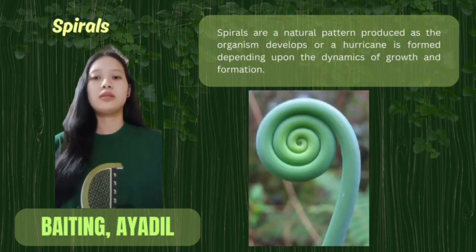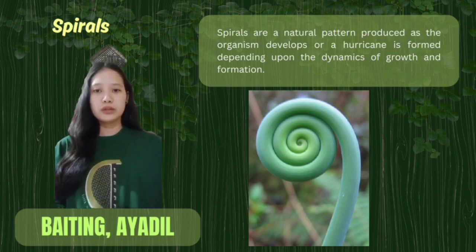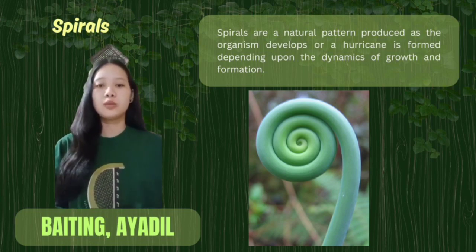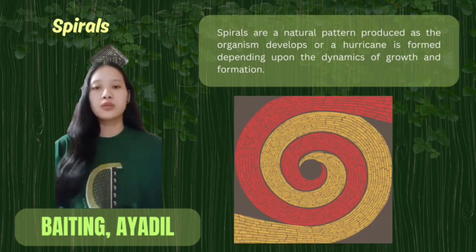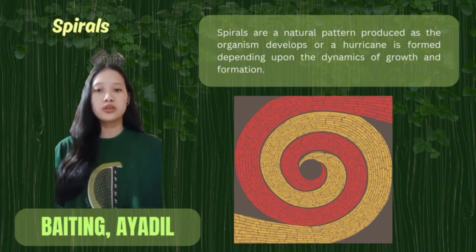Third is spirals. Spirals are curves that gradually wind around a central point and get wider as they go. Spirals mostly appear in nature, like seashells, and even in weather patterns like hurricanes.